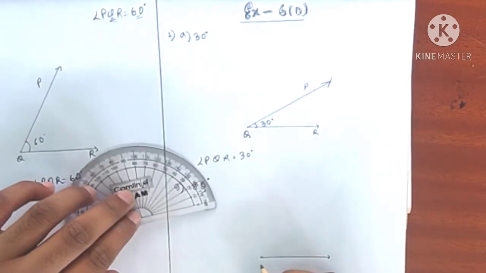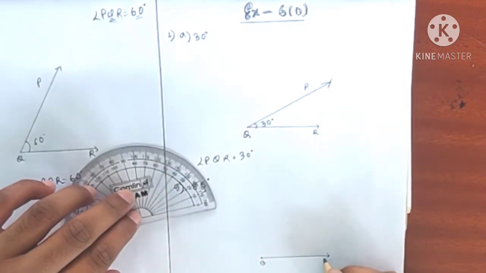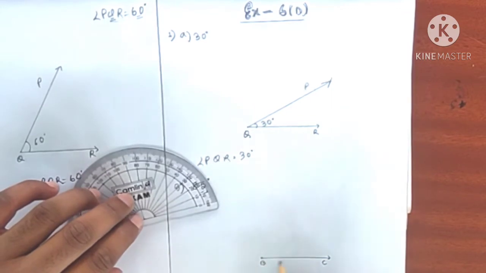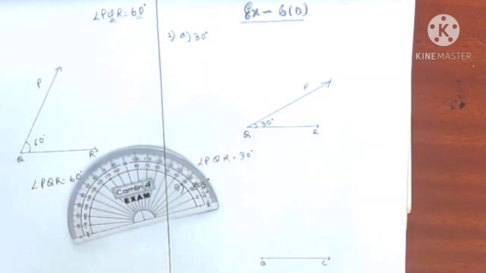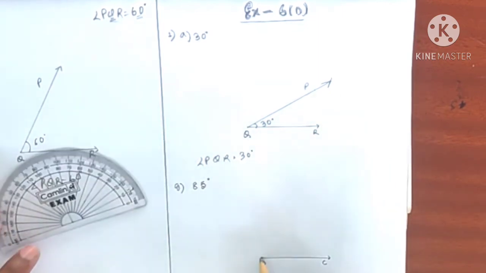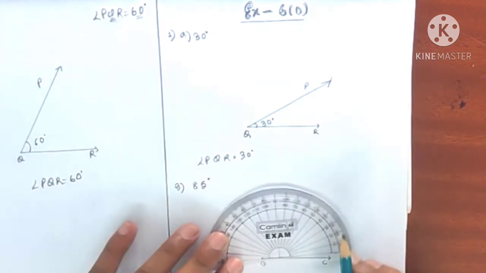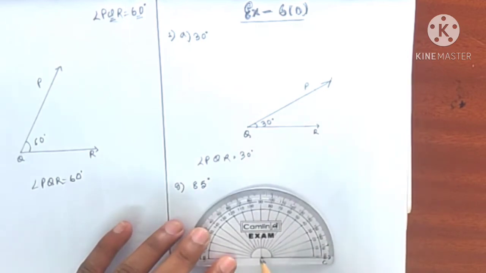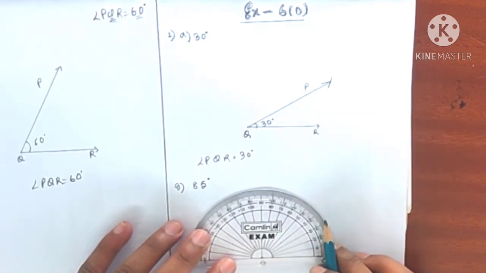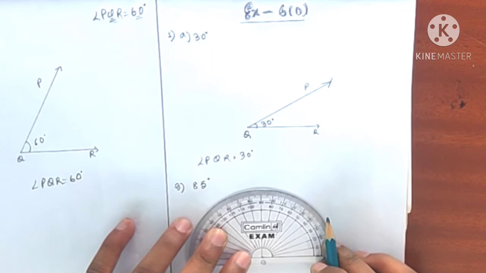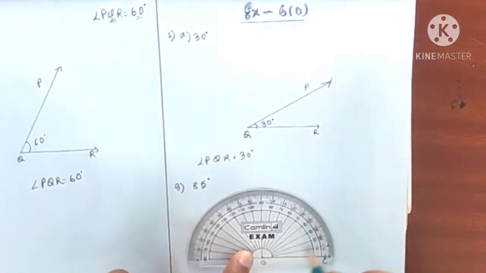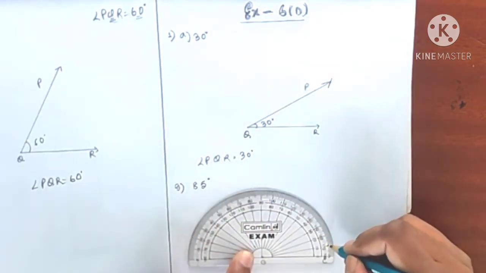I will give any name here. Suppose B, and C is the ray here. As soon as I have made one arm, now what will I choose? I will make angle 85 at the vertex B. So again, what was our next step? We will match the center point and the baseline. So you see that I have matched the center point and the baseline here, and 85 degrees was there. So what is 85 degrees?